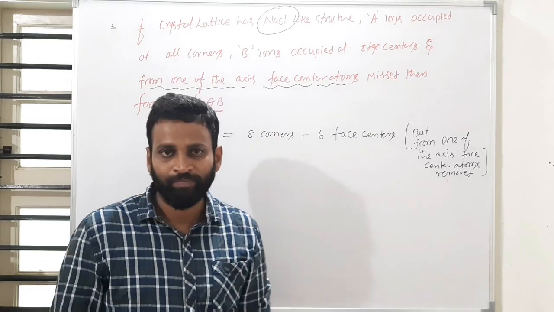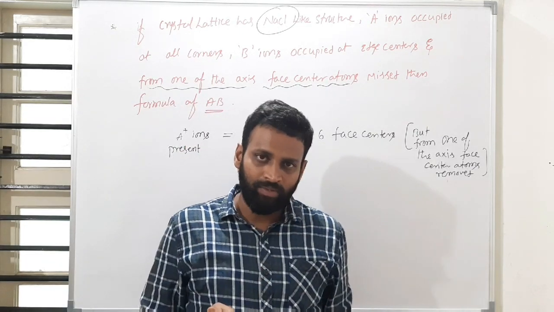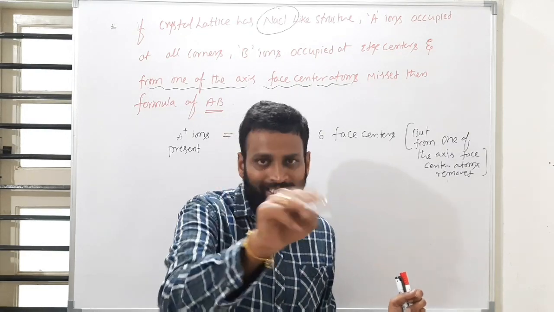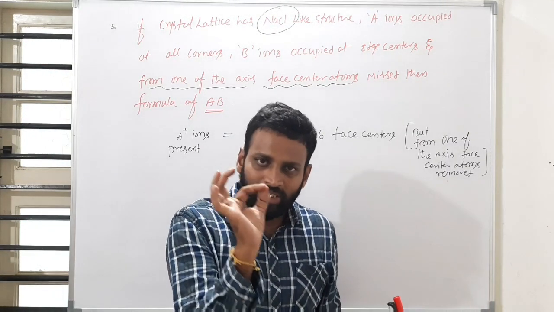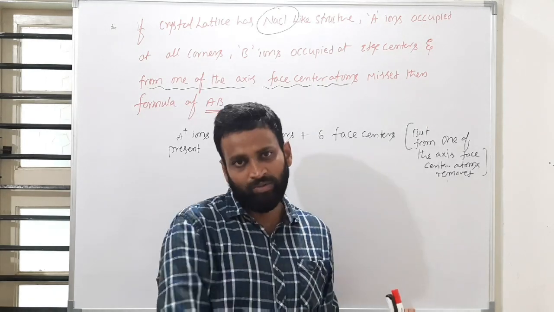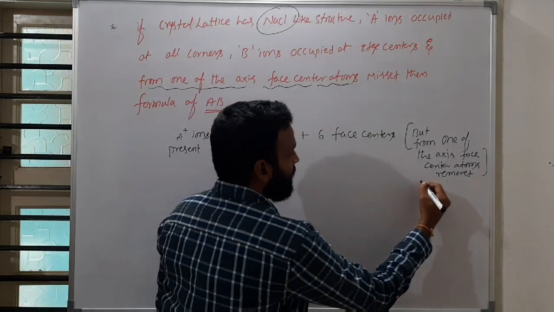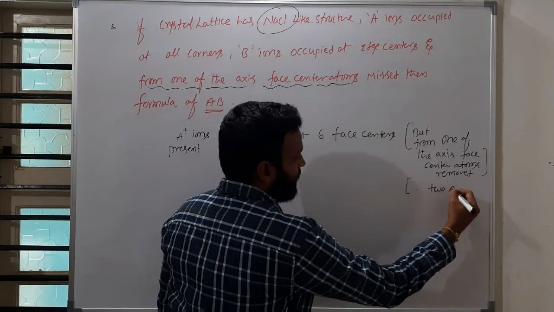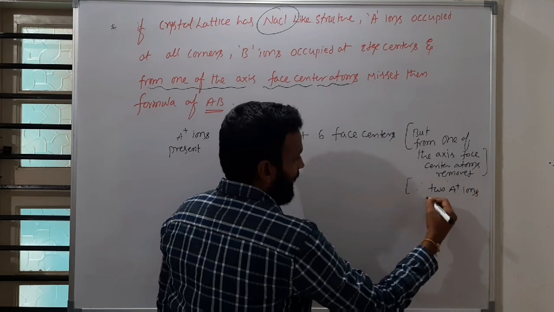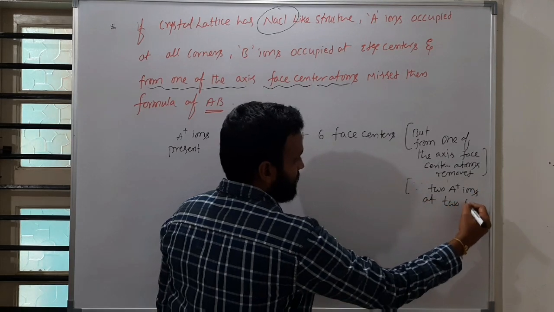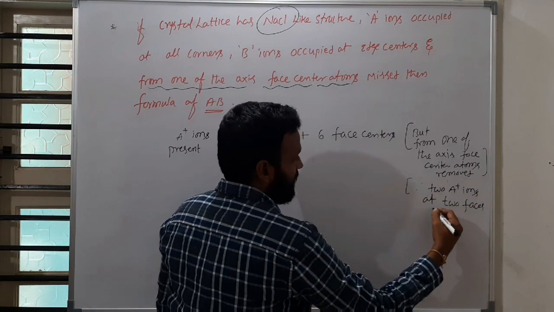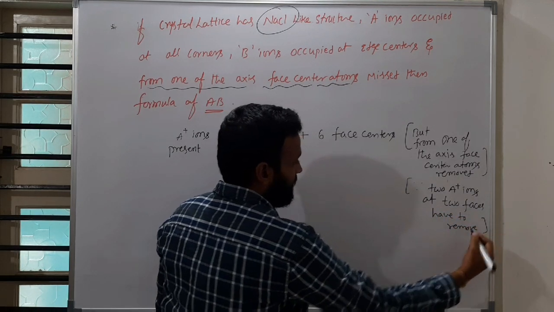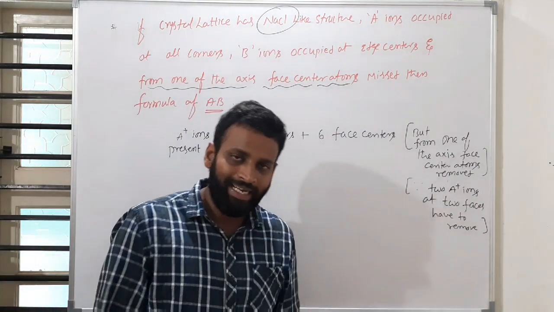I repeat, there are 6 face center ions present in 3 axes. Means in each axis there are 2 ions. So 2 ions we have to remove. Therefore, 2 A plus ions at 2 faces have to remove. This is the important note for us. Getting what I am saying?